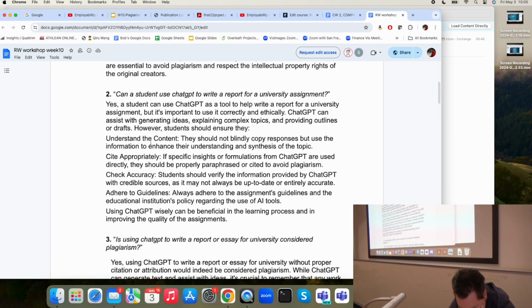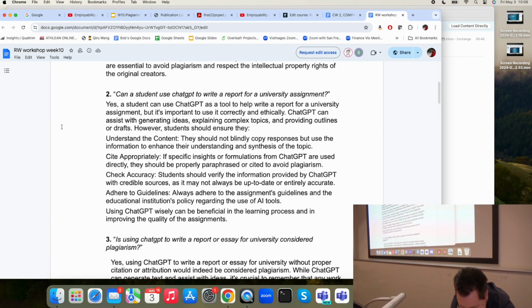Can a student use ChatGPT? Yes, a student can use ChatGPT as a tool to help write a report. But it's important to use it correctly and ethically. ChatGPT can assist with generating ideas, explaining complex topics, and providing outlines or drafts. However, students should ensure that they understand the content, not blindly copy, but use the information as an assistant. Cite appropriately. If specific insights or formulas are used directly, they should be properly paraphrased or cited to avoid plagiarism.